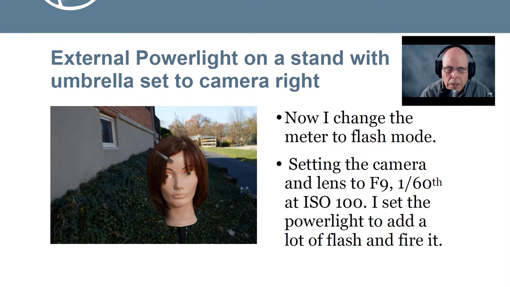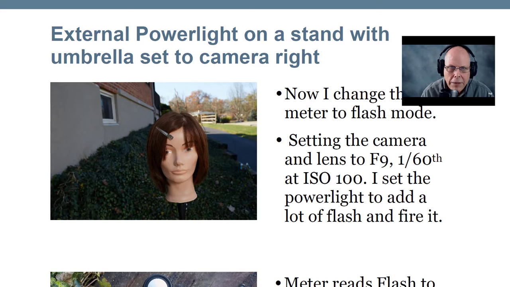Now I have an external power light on a stand with an umbrella on it set to my right, camera right. Now I changed the meter to flash mode, so it's going to combine the ambient reading along with the flash. After I popped the flash, I metered and triggered the flash, and I got f9 at a 60th at ISO 100. I set the power light to add a lot of flash in this instance when I fired it.